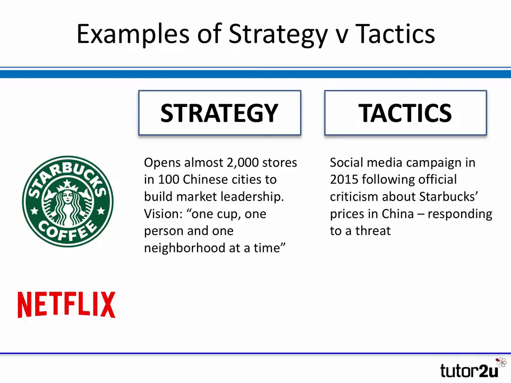Tactically in China, it's doing a whole bunch of detailed things to try to support that strategy. For example, a year or so ago, it was criticized in the official press for selling what appeared to be high-priced coffees in some of its stores in the major cities. And the tactical response was based around a social media campaign that brought together people in China, its customers in China, to support the brand.